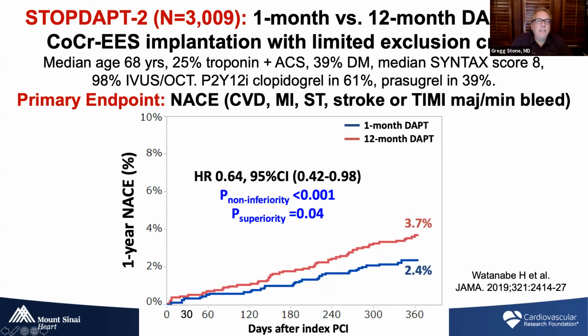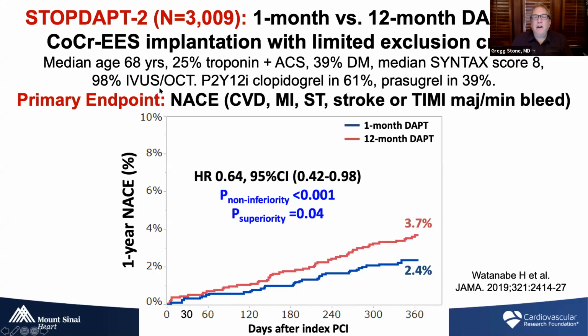The median age was 68 years, so moderately old. Normally we can see 64, 65 years old. A quarter of them had troponin positive ACS. 39% had diabetes, so that was high risk. But these were very simple lesions. The median SYNTAX score of these patients was 8. And they also used IVUS or OCT guidance in 98% of the patients, which is really pretty striking.